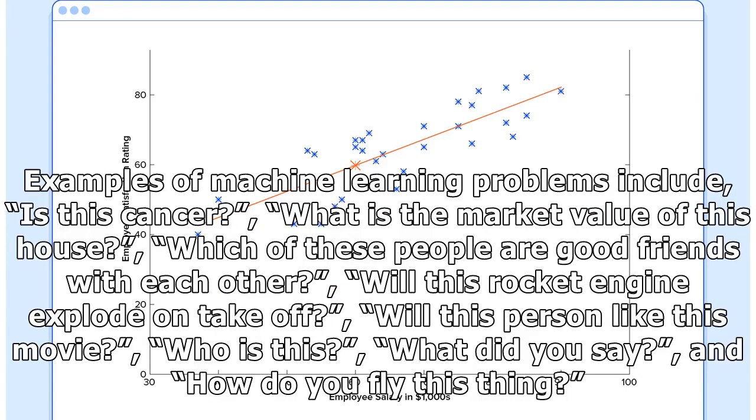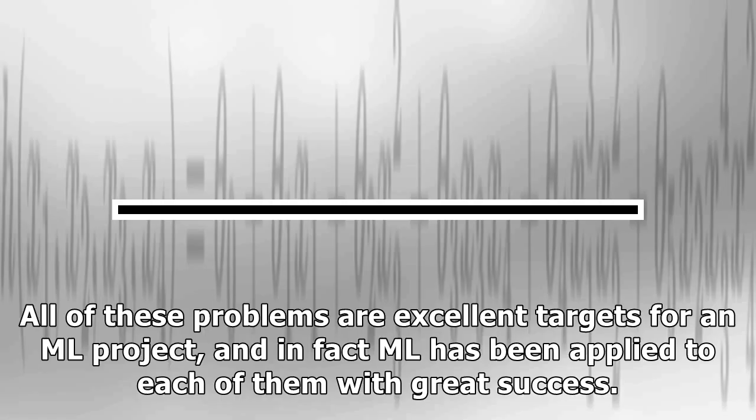Examples of machine learning problems include, is this cancer? What is the market value of this house? Which of these people are good friends with each other? Will this rocket engine explode on takeoff? Will this person like this movie? Who is this? What did you say? And, how do you fly this thing? All of these problems are excellent targets for an ML project, and in fact ML has been applied to each of them with great success. ML solves problems that cannot be solved by numerical means alone.